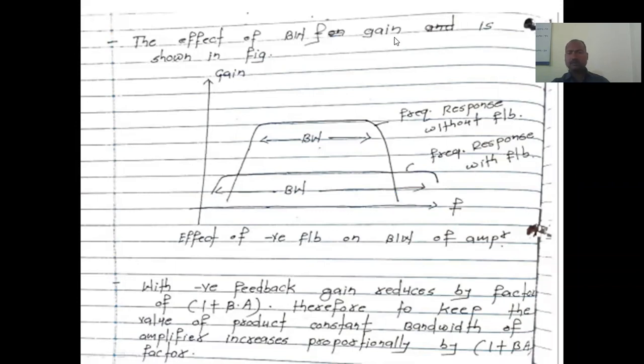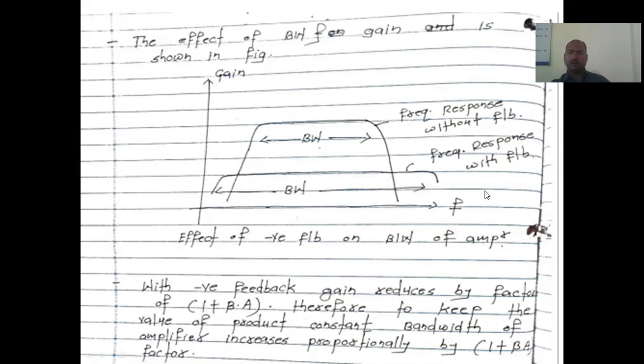Then the second definition is gain. We have discussed the term with respect to gain. What does gain indicate? Gain indicates the ratio of output to input, right? So we are discussing the relationship between bandwidth and gain with respect to feedback. Feedback indicates that some part of the output is again applied to the input, right?